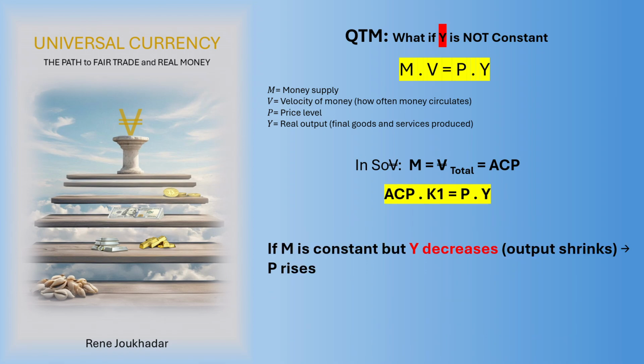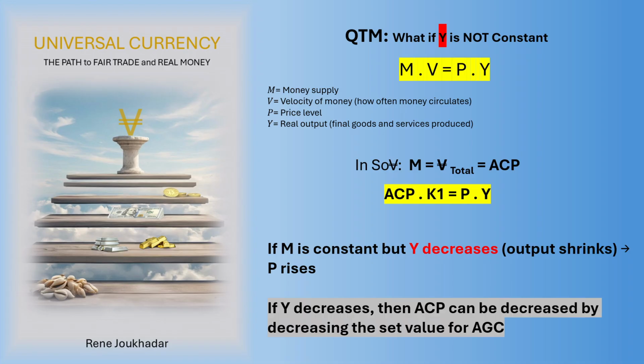What if the opposite happens? What if Y decreases? That is, the final output shrinks. Then P, the prices, are expected to increase. Well, in a similar fashion, if Y decreases, then the ACP can be decreased in proportion to that by decreasing the set value for the AGC. That is, we allow less primary products to be accepted by the SOV, so less than the baseline of the annual global consumption. You can call this AGC minus.